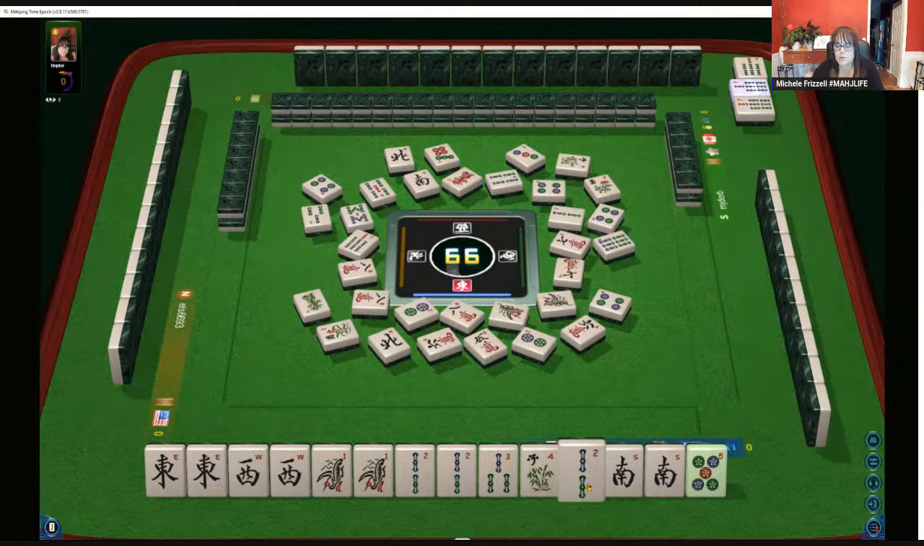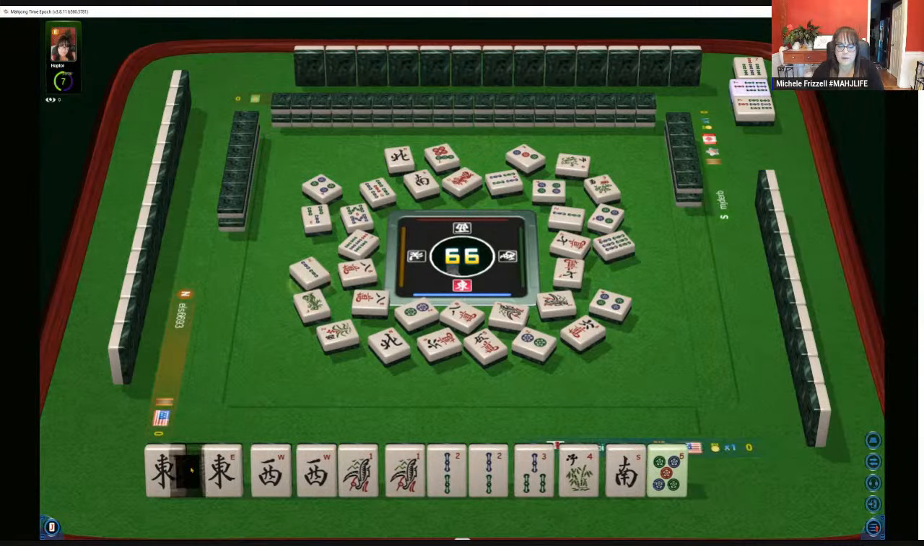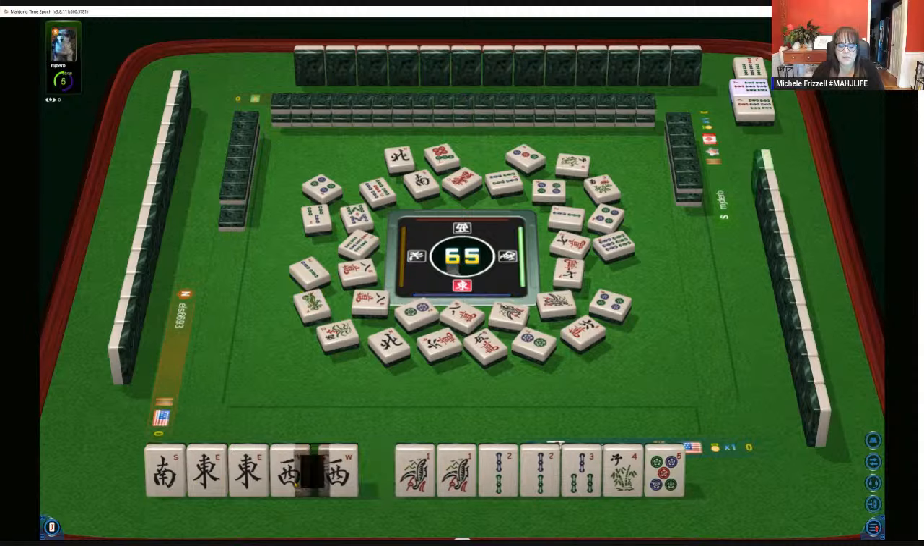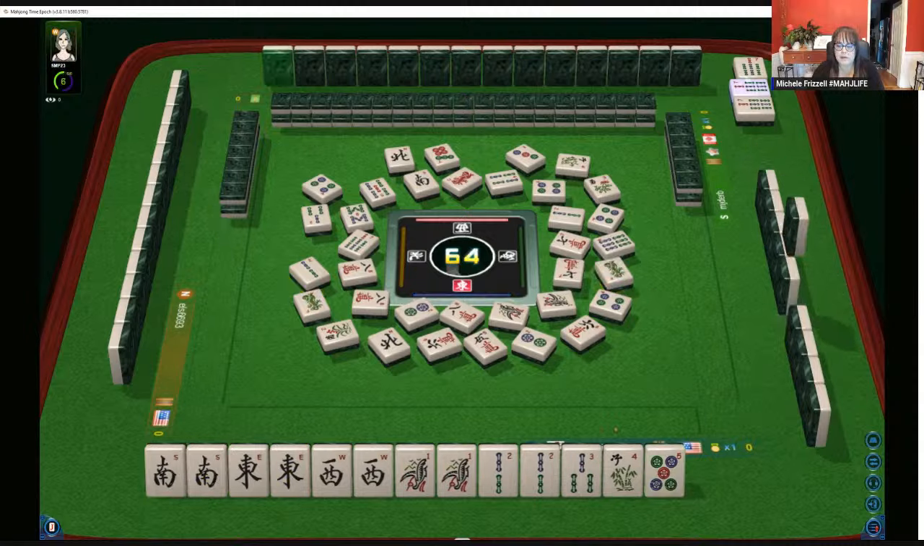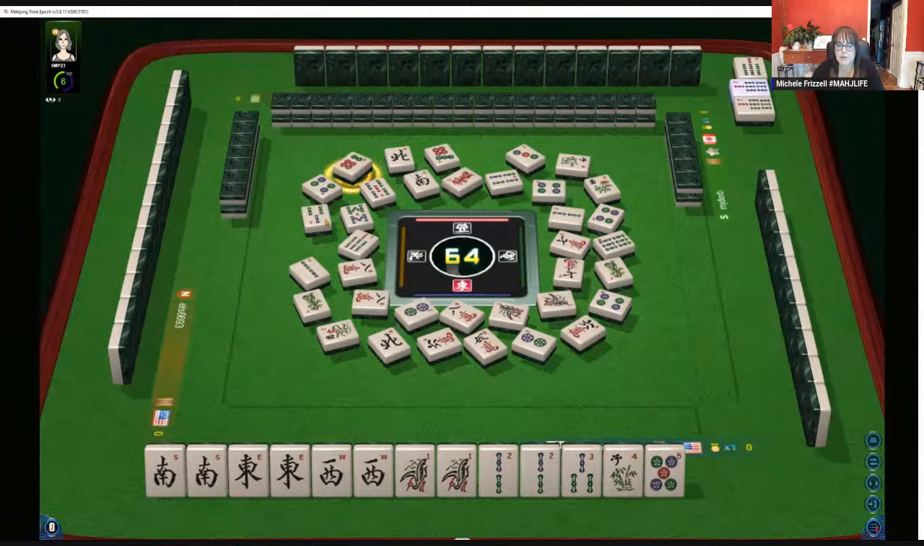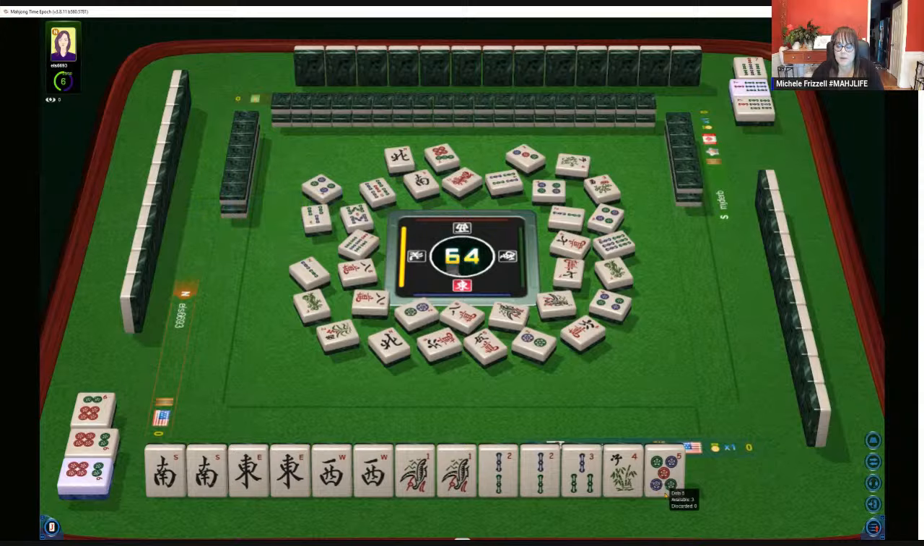Let's keep the flower, though. Two bamboos. Because, let's see. We gave up a north. Green dragon. There are two norths out. All right. Well, we're gonna keep our eye on the three bam. I would say we're probably a contender, even with our weakness with the three bam. There are two jokers up for grabs now.